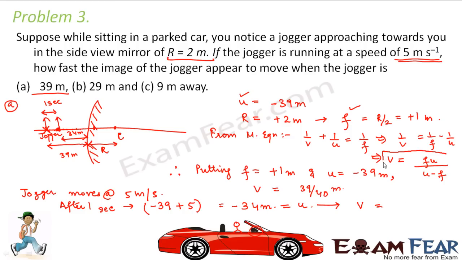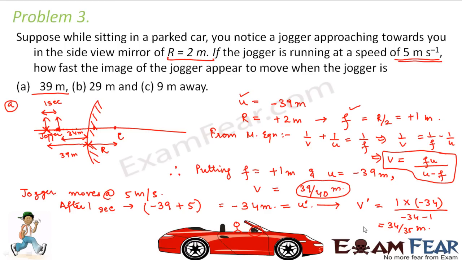v will be equal to, again using this formula, 1 into minus 34 divided by minus 34 minus 1. So this comes out to be 34 by 35 meters. Right? So initially the position of the image was 39 by 40. Now the position of the image is 34 by 35. Let me call this v dash, and this u dash. So now v dash is equal to 34 by 35 meters.